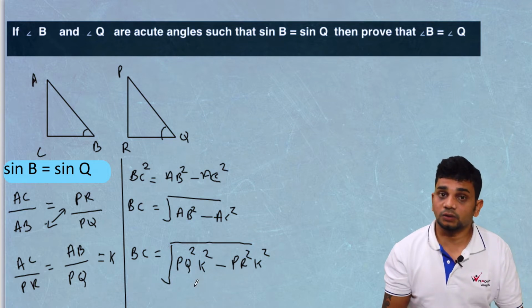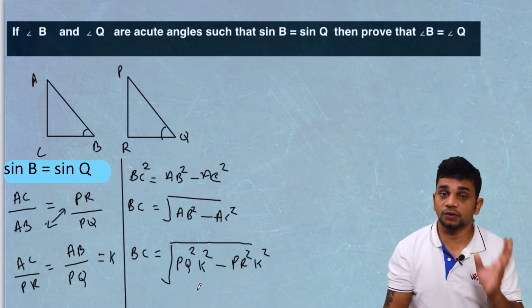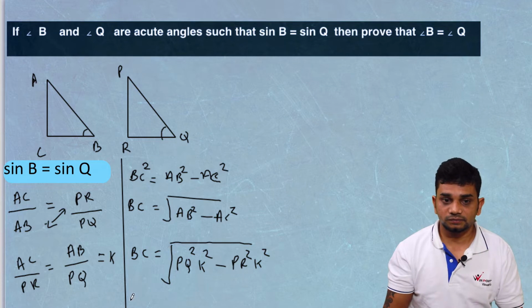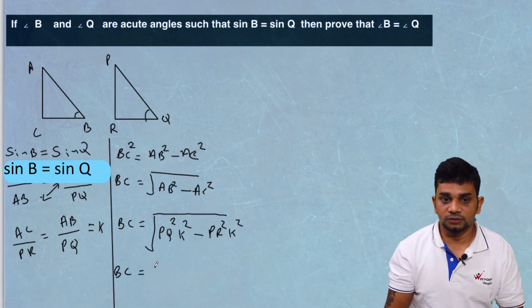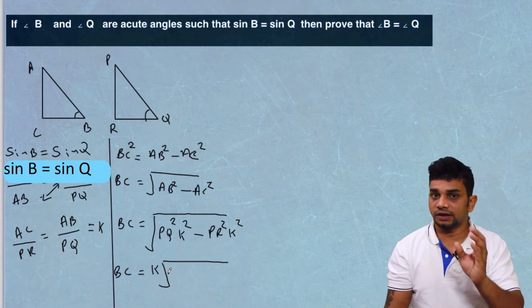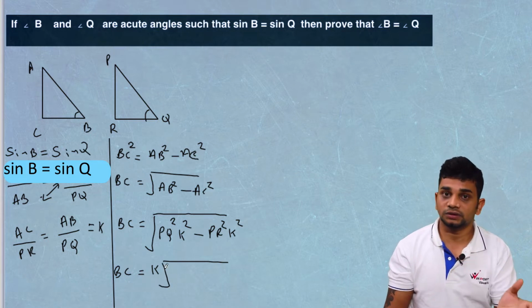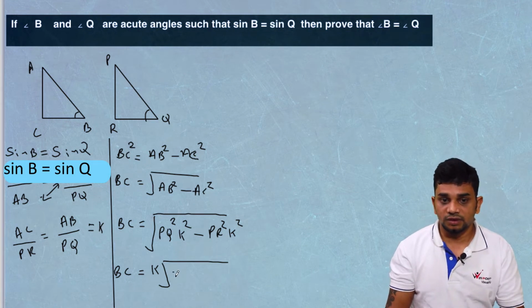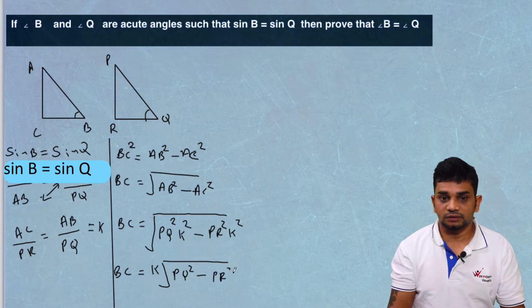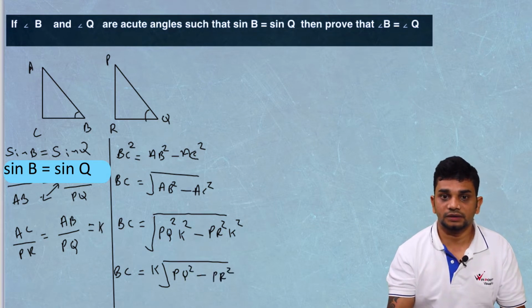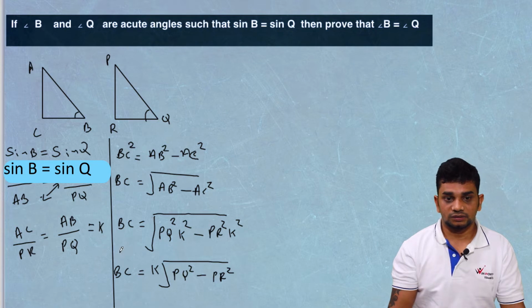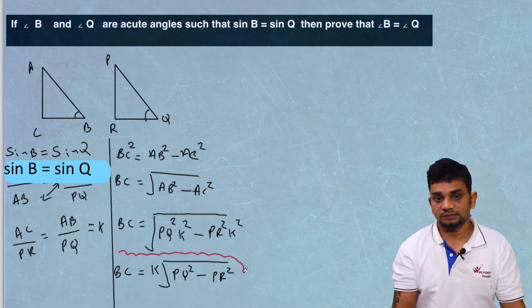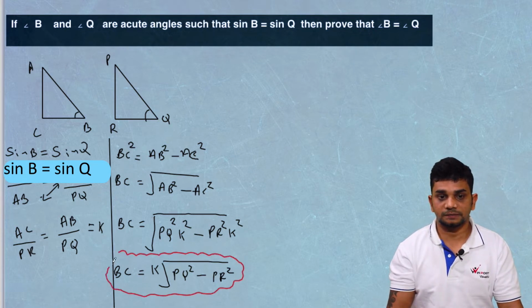Here the K square is common. We are taking that K square outside of the root. BC equal to K into root of PQ square minus PR square, since root of K square is K. We are making a circle here. We are marking it because it is a very important relation.